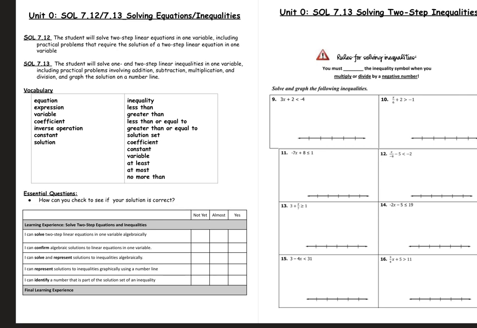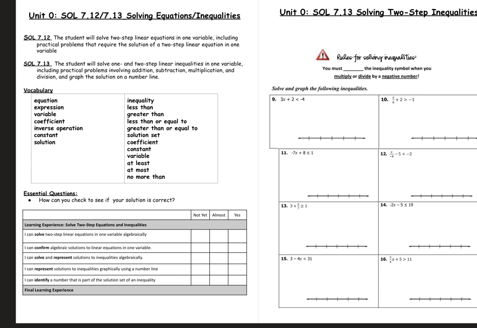All right, so for today's lesson, we're going to take a look at two-step inequalities. With two-step inequalities, again, similar to two-step equations, we are using two operations, and our goal is to isolate the variable, which means get the variable on the side by itself, no matter if it's on the left, no matter if it's on the right. Our whole goal is to isolate the variable.